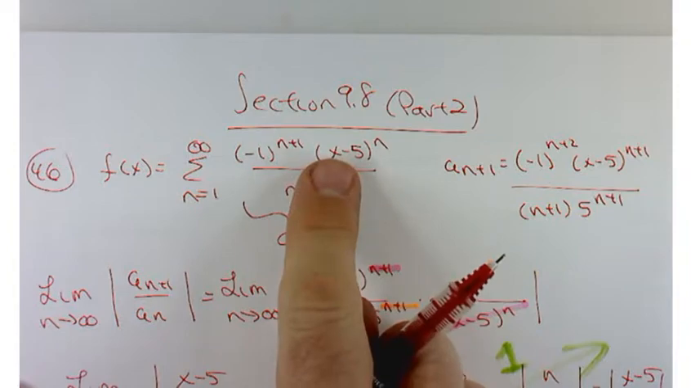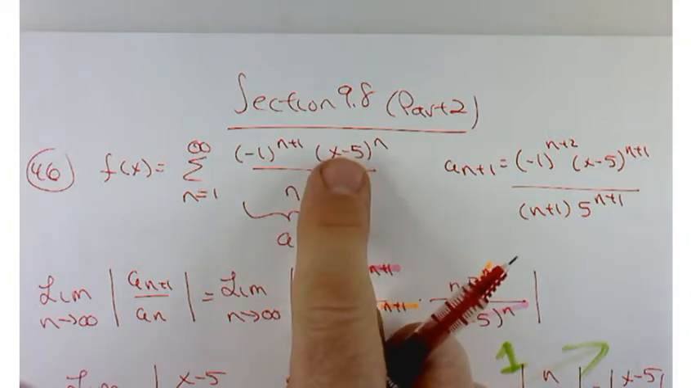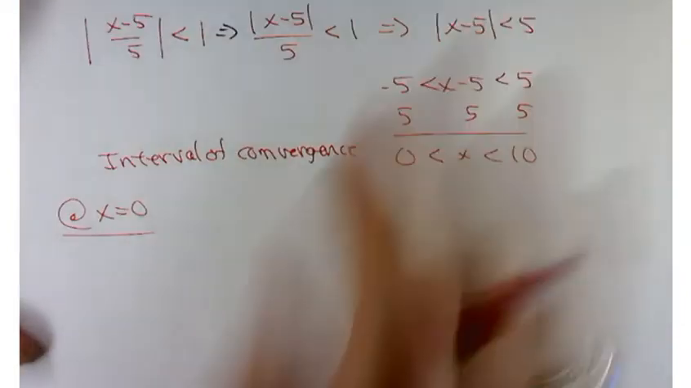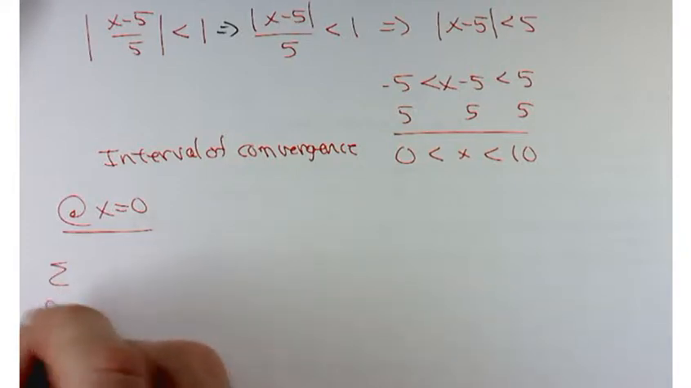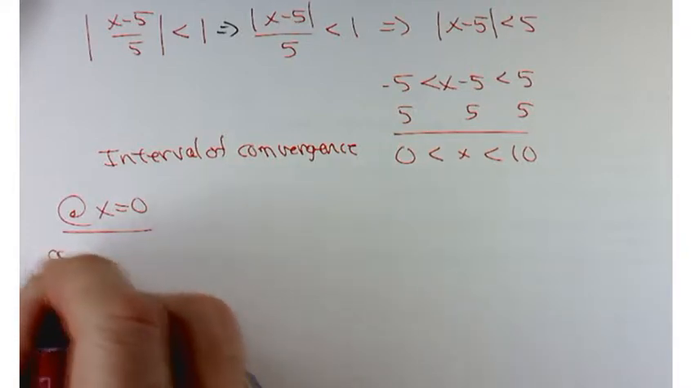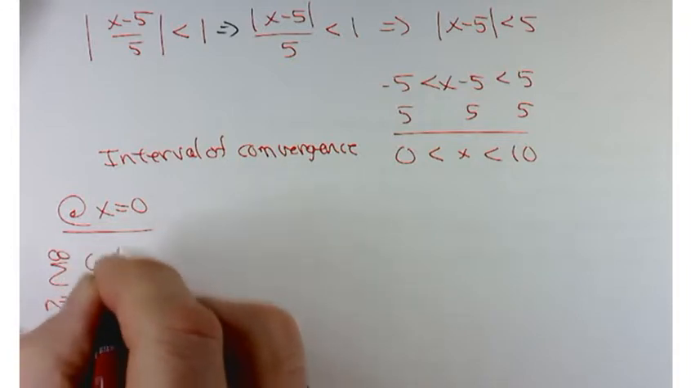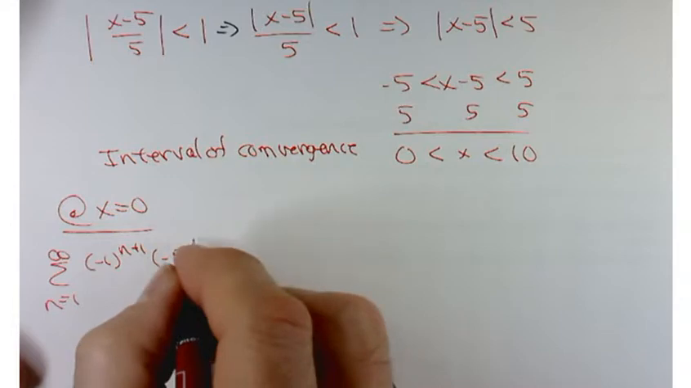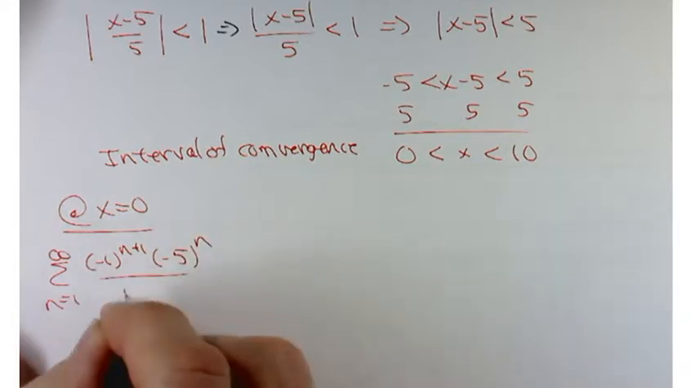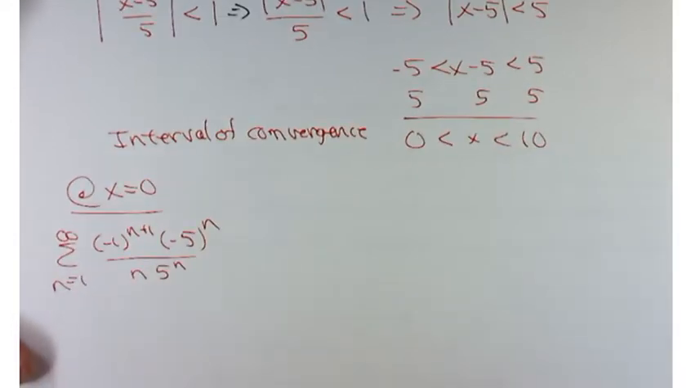You'll have 0 minus 5. We'll have negative 5 to the n. So let me put that in here. It's going to be the sum from n equals 1 to infinity of negative 1 to the n plus 1, negative 5 to the n over n times 5 to the n.